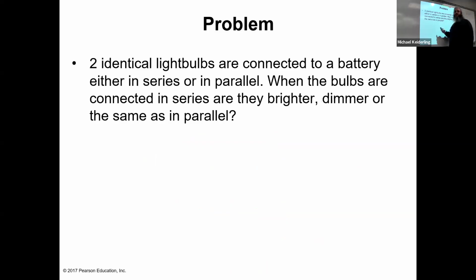So we have two identical light bulbs that are connected to a battery, either in series or in parallel. When the bulbs are connected in series, are they brighter, dimmer, or the same as in parallel?